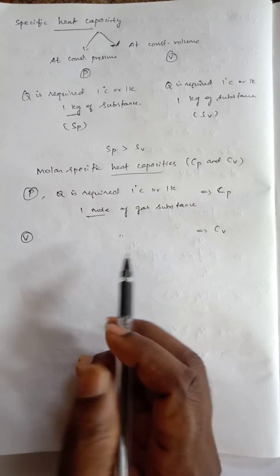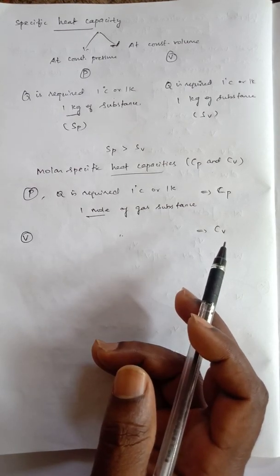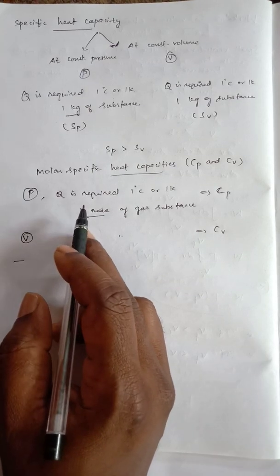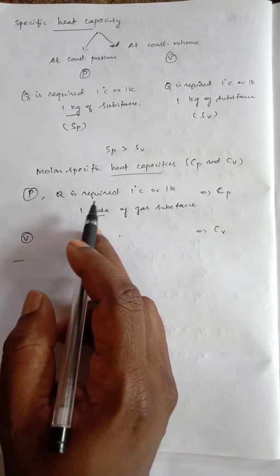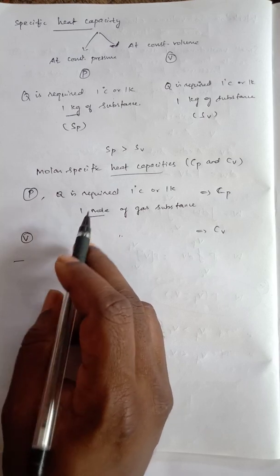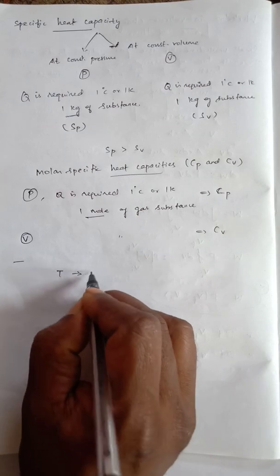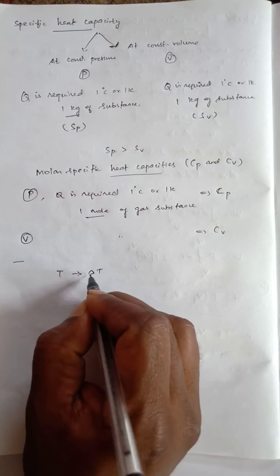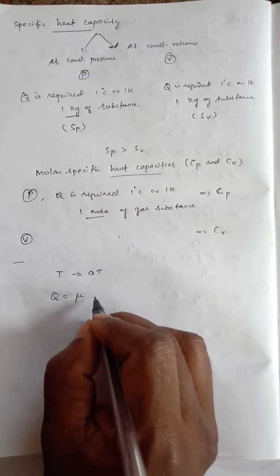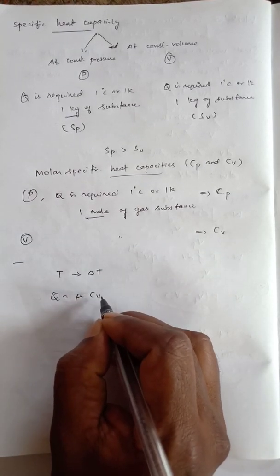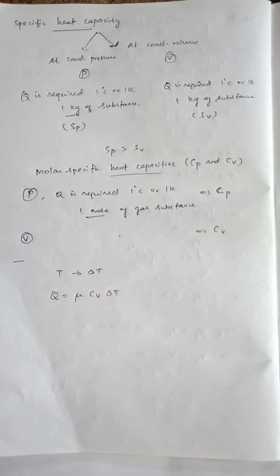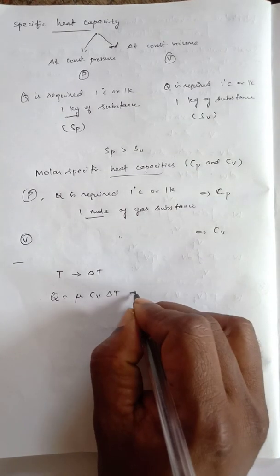Now we will find out the formula for Cv, the molar specific heat capacity at constant volume. If Q is the amount of heat supplied to mu moles of the gas at constant volume, and the temperature changes by an amount del T, then the amount of heat energy Q is equal to mu Cv del T. This is the formula for the heat energy Q. Put that as equation number 1.